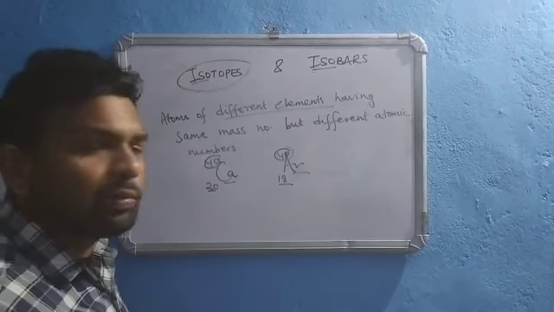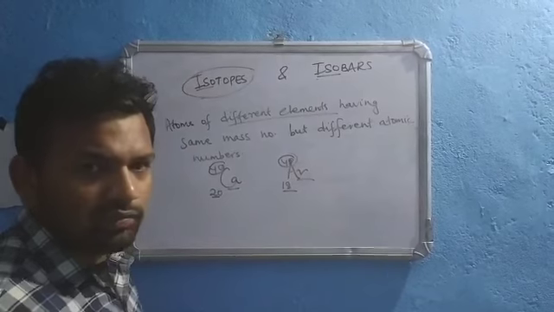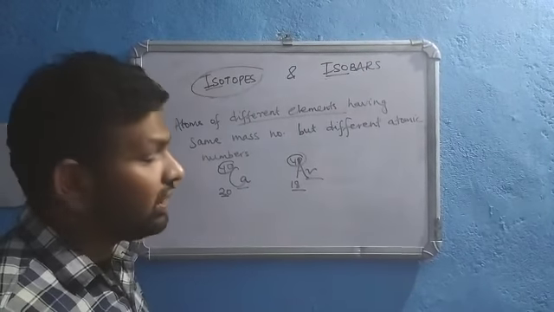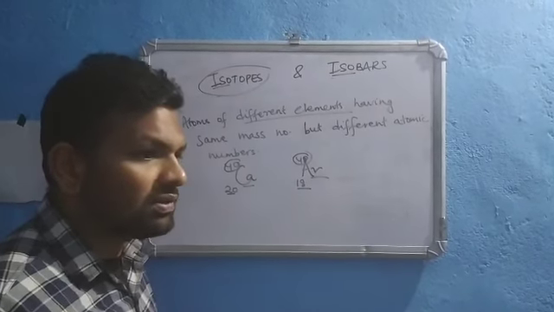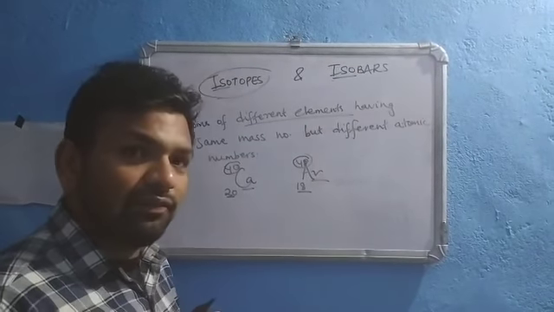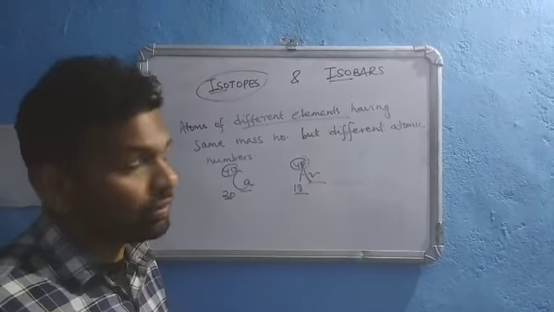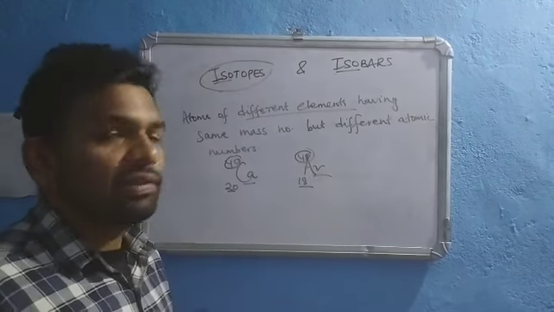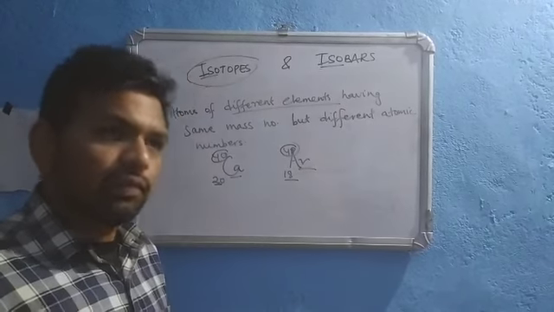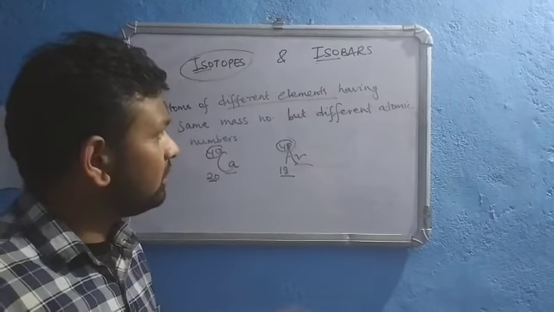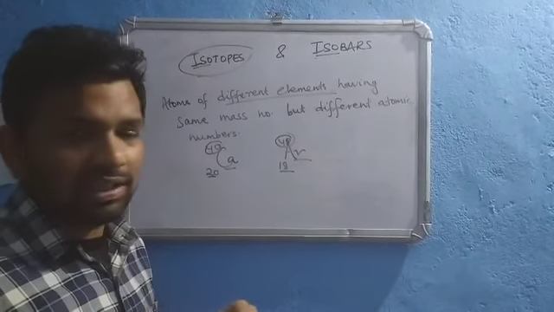Okay, so isotopes and isobars are very, very important from an examination point of view, and you have to know some examples of isotopes and isobars, and you have to understand very, very clearly what isotopes and isobars are. Don't ever mug up, just understand. If you don't understand anything, if you have any problems in any concept, you can always ask me.